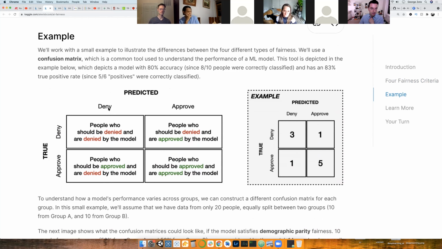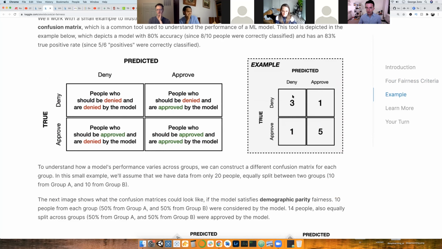That's the intersection of the rows, which is the true state, and the columns, which is what our model is outputting. So those are the off-diagonal items, and the opposite as well, where the truth is we should deny people, but our model is approving them. These are people as well that ideally we should minimize. So again, you want the diagonal entries to be as high as possible, and you want the off-diagonal to be as low as possible, in this very simple confusion matrix example.